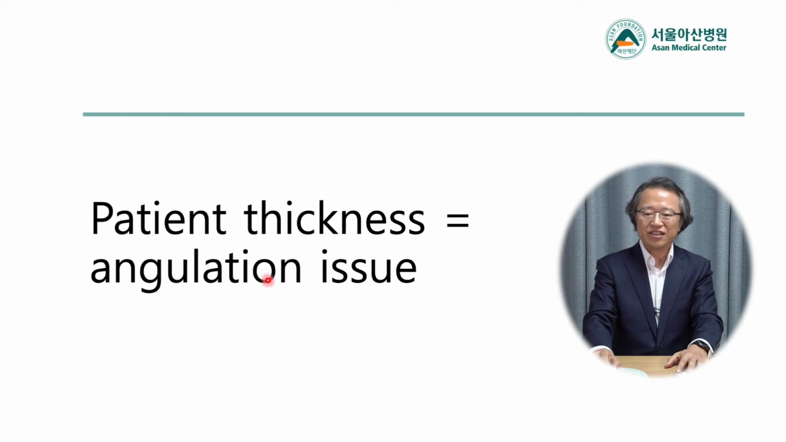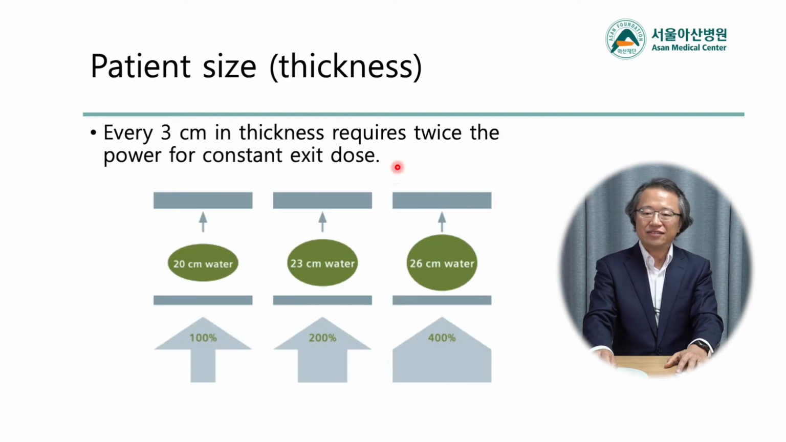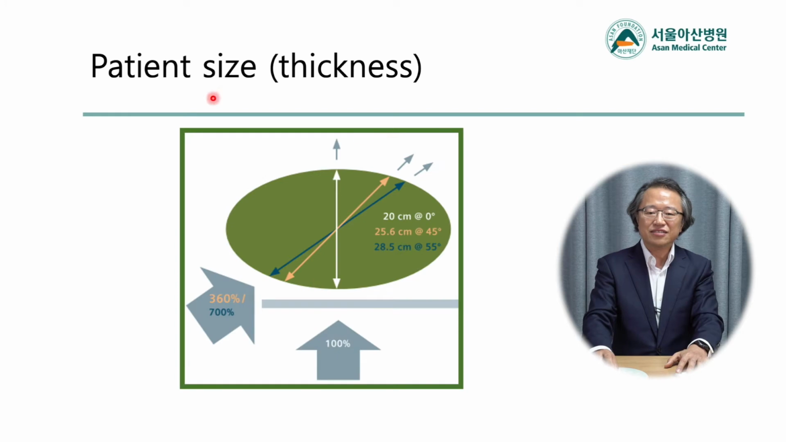However, there still is room for further consideration, which is image angulation. It is said that the dose would be doubled for every 3 centimeter increase of the target thickness. When you have a choice of one plane, then choosing the thinner plane will help decrease the dose. Another much more important point is the angulation issue.